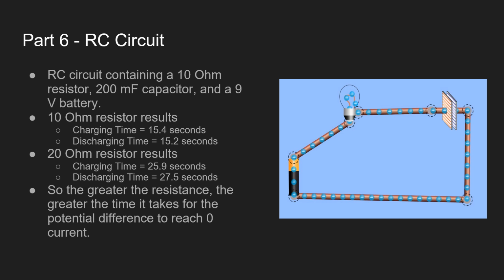Part 6 was the RC circuit. This contained a 10 ohm resistor, 200 mF capacitor, and a 9 volt battery. And you had to switch from a 10 ohm resistor to a 20 ohm resistor, and you can see the differences in the charging and discharging times of these two experiments. So the greater the resistance, the greater the time it takes for that potential difference to reach the 0 current.